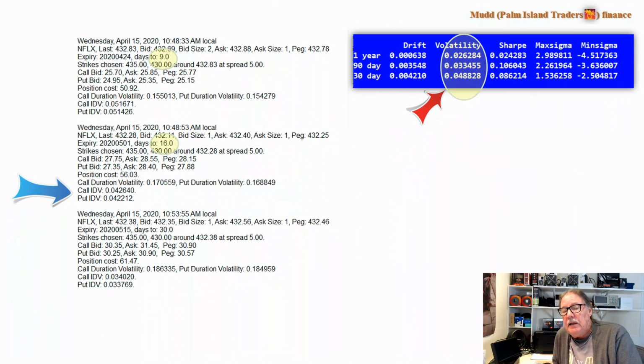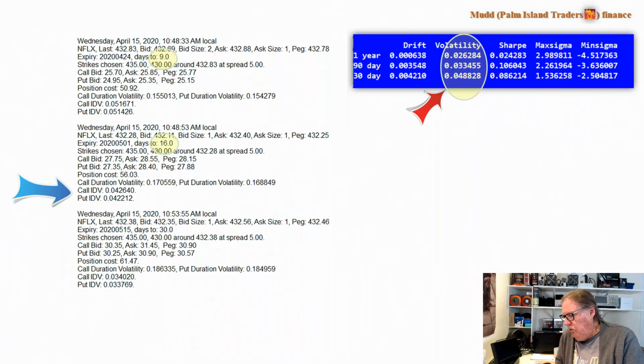Remember, the daily volatility value is perfectly correlated with the premium on the option. So the higher the IDV, the more expensive an out of the money option is, and the more expensive an in the money option is, because the higher the premium on that option.